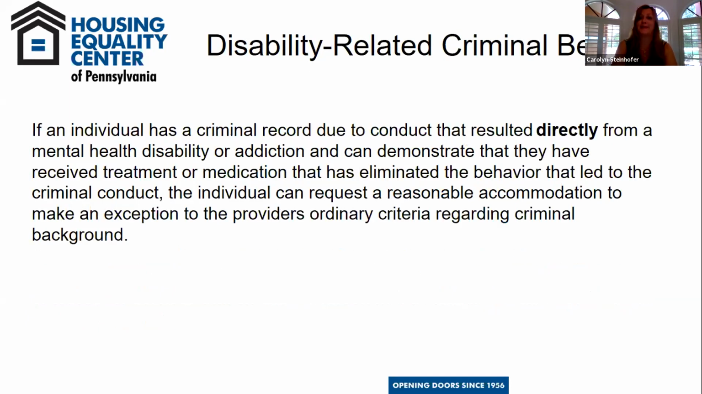And how does that correlate to criminal records? Well, if an individual has a criminal record due to conduct that directly resulted from a mental health disability or an addiction, if they can demonstrate that they've received treatment or that they are now on new medication that has eliminated this behavior, so that the criminal conduct was unlikely to reoccur, that individual can request a reasonable accommodation to your ordinary criteria regarding criminal record and say, listen, I have a disability, this directly caused this criminal behavior, please, I'm requesting a reasonable accommodation to your ordinary application criteria.